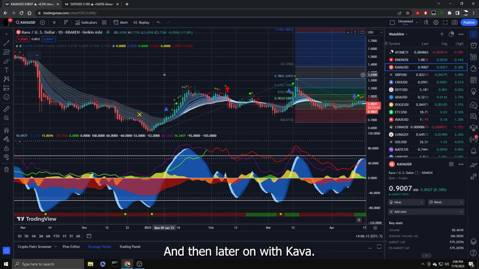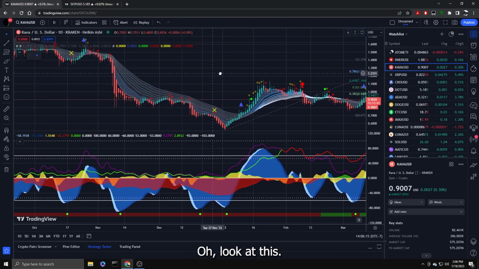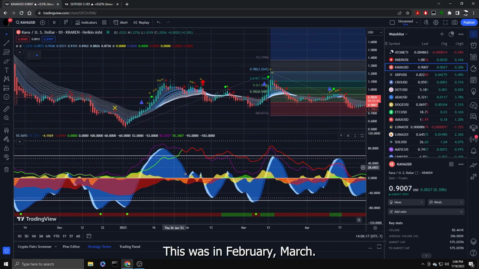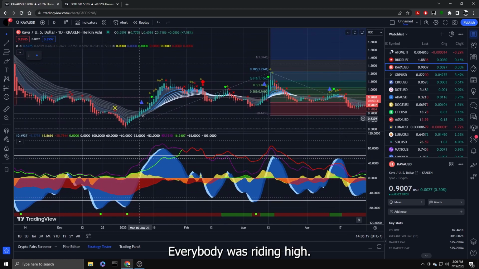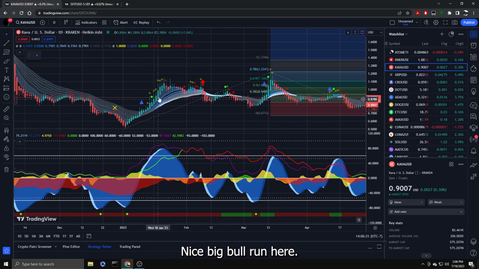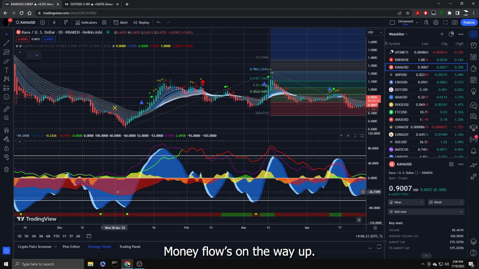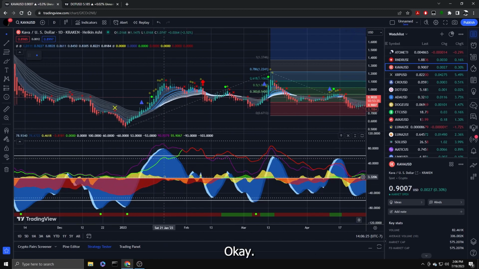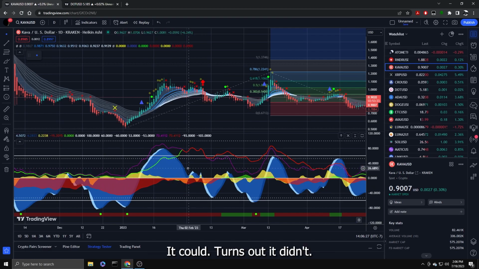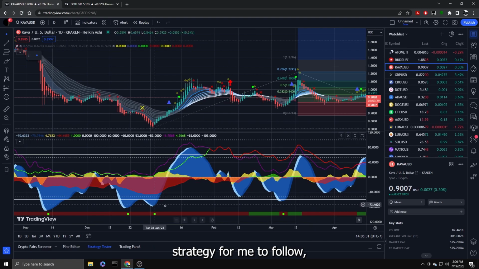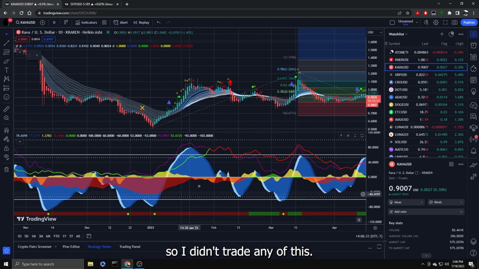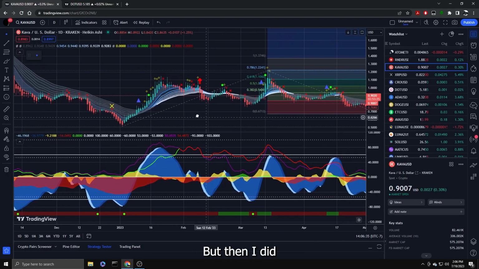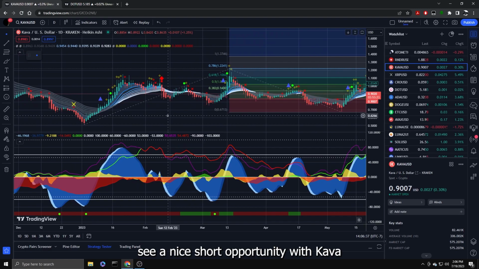And then later on with Kava, oh, look at this. This was in February, March. Everybody was riding high, nice big bull run here. Money flows on the way up, okay. Is it going to go into the green? It could. Turns out it didn't. There was no blue wave strategy for me to follow, so I didn't trade any of this. But then I did see a nice short opportunity with Kava.